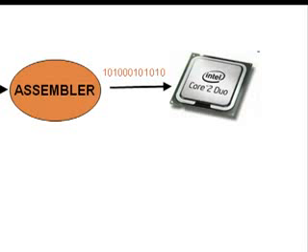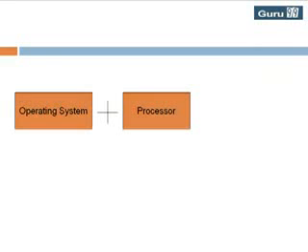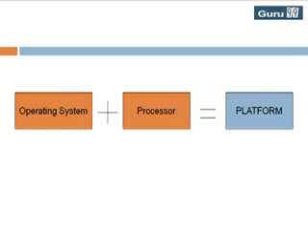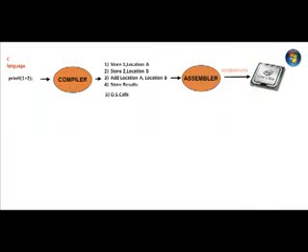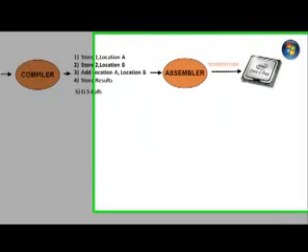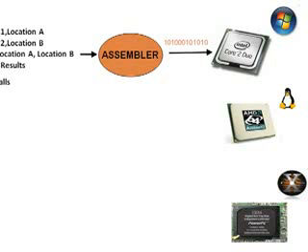Now, suppose Windows operating system is running on this Intel processor. Combination of operating system plus the processor is called the platform. The most common platform in the world is the Windows and Intel platform, called the Wintel platform. The other popular platforms are AMD and Linux, PowerPC and Mac OS X.